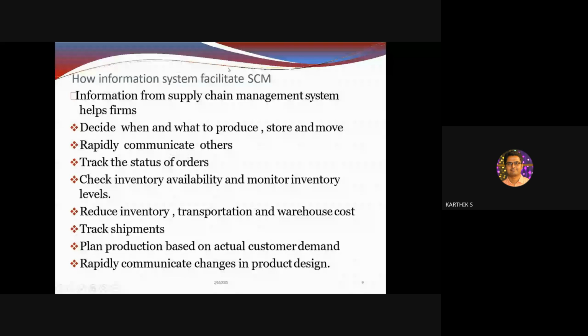It decides when and what to produce and where to store, and it helps in rapidly communicating with others, which is a very quick response. If you get into the system, you will immediately know where the product is and at what phase it is, and it helps you track the status of your orders, like we have seen with Amazon or courier deliveries, where you know where your order is. It also shows inventory availability and how to reduce warehouse cost.